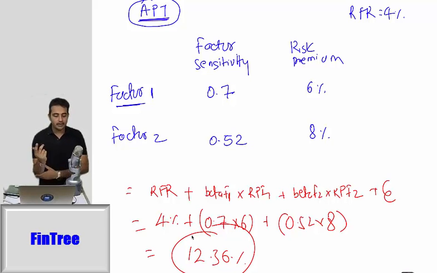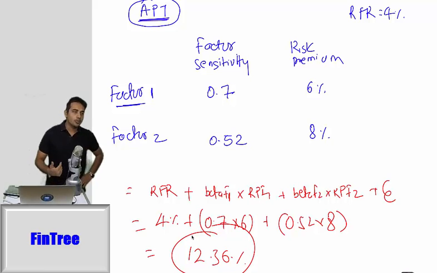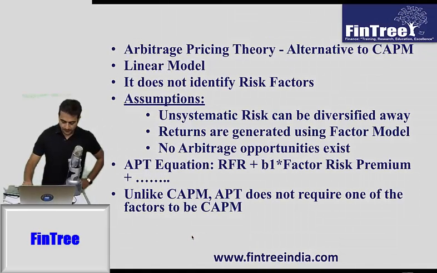There is no limit on factor sensitivity. There is no limit on risk premium. There is no limit on the number of factor sensitivities you would want to have in your equation.